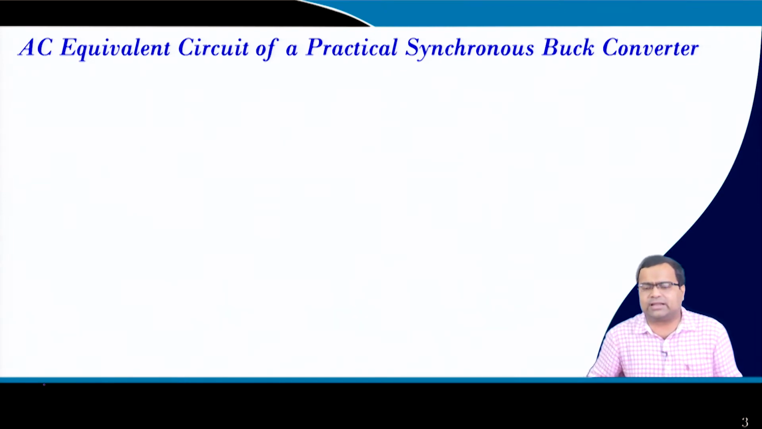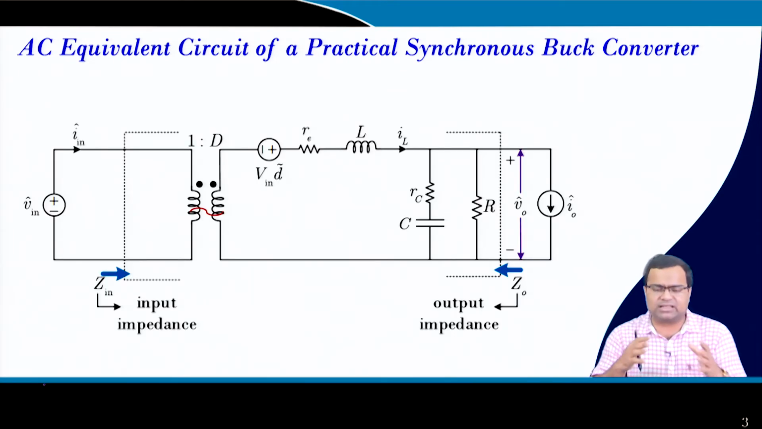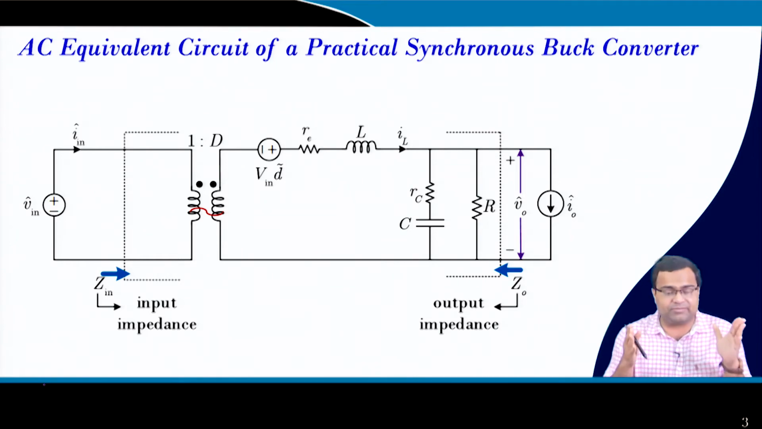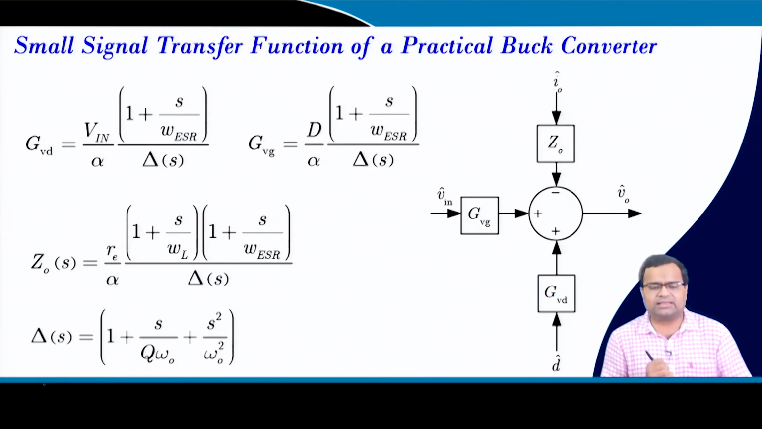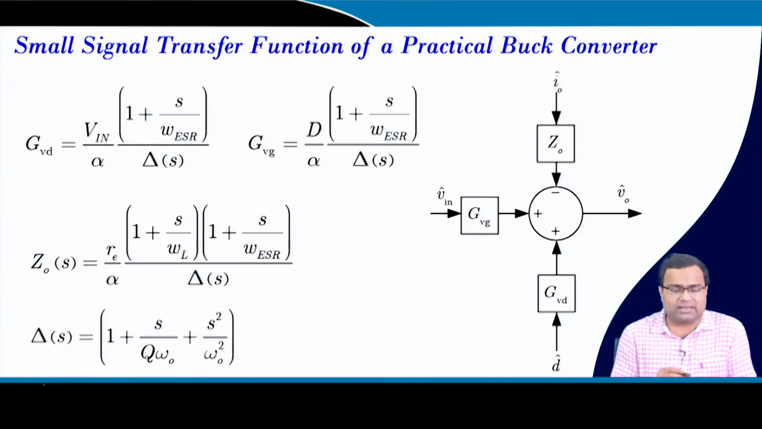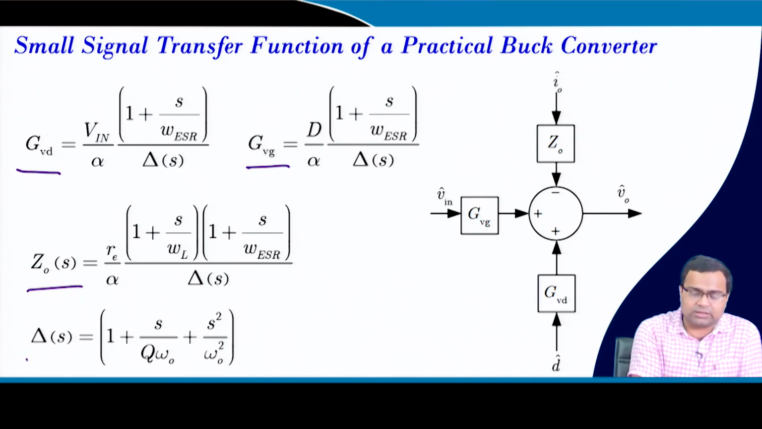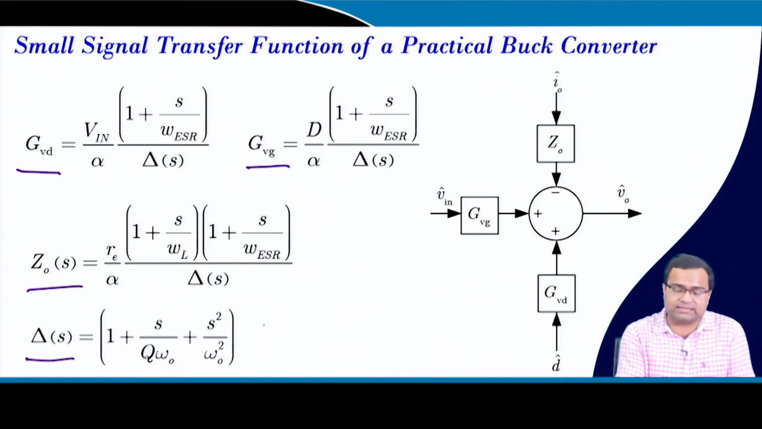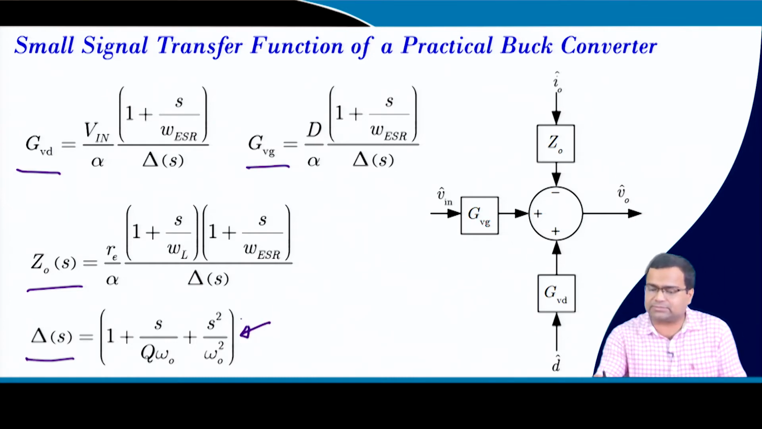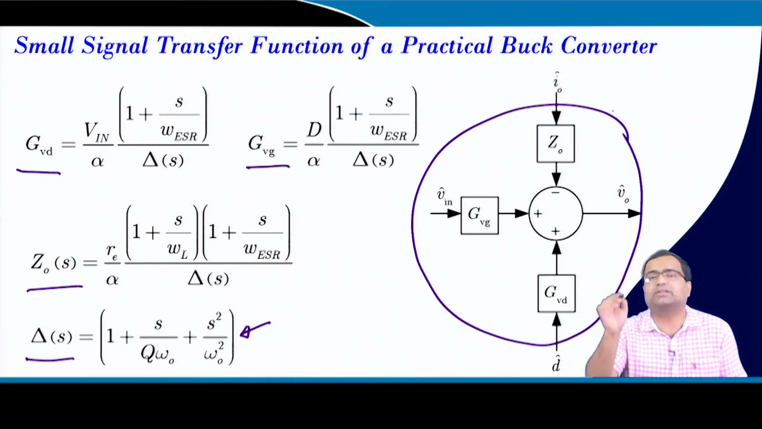So, the AC equivalent circuit of a practical synchronous buck converter we have already obtained in the previous lecture, and we can obtain the output impedance, input impedance, audio susceptibility, and control to output transfer function. These are the summary of transfer functions of a practical buck converter. This is the control to output transfer function. This is one of the most important that we are going to deal with. Audio susceptibility is also very important. Then output impedance is very important, and for all these transfer functions the common denominator, which is the pole, is this. Okay? And this is the small signal block diagram for the open loop converter.